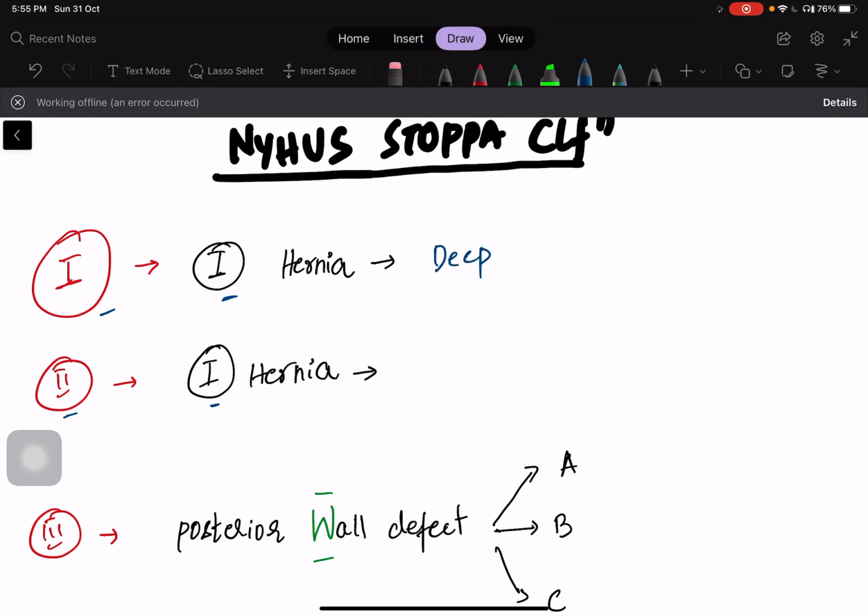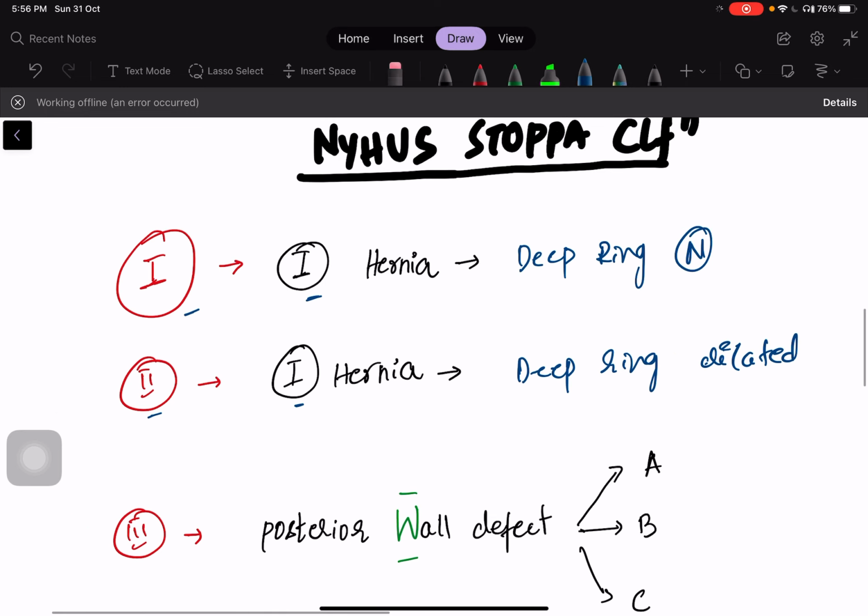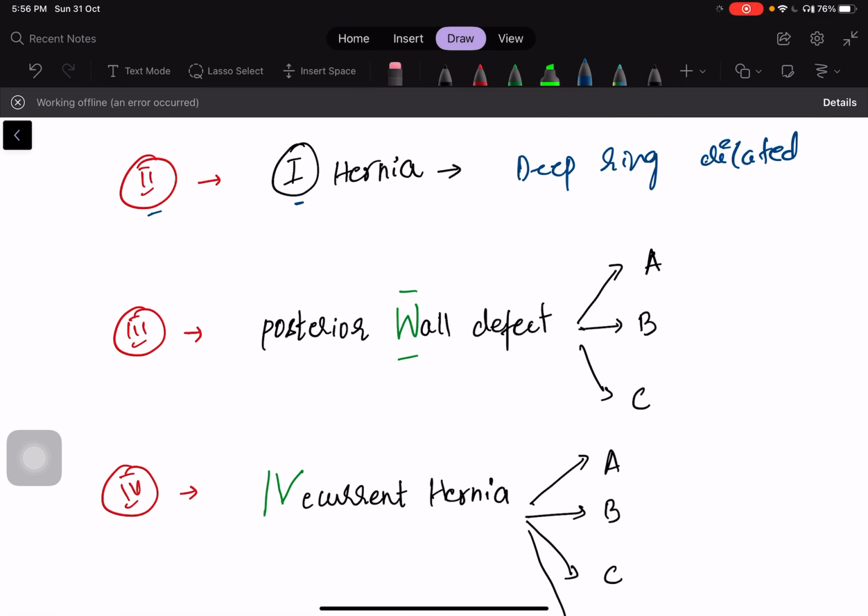In type 1, the deep ring is normal, whereas the deep ring will be dilated in the case of a type 2 hernia. Coming to type 3, it is a posterior wall defect. The W here is in the form of a 3, so you can remember it as a posterior wall defect.